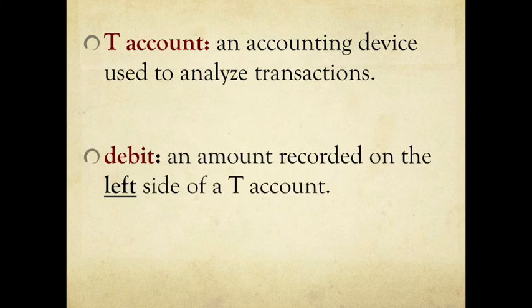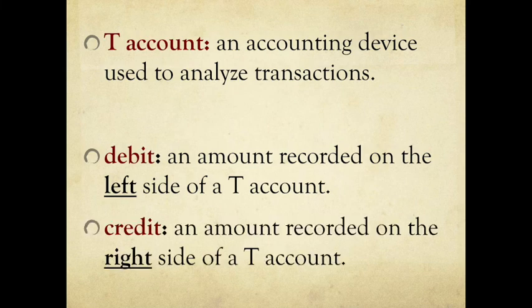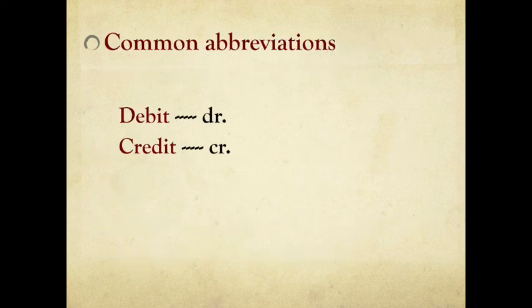A debit then is an amount recorded on the left side of a T account. So if you record something on the left side of a T account, it's called a debit. A credit, on the other hand, is an amount recorded on the right side of a T account. So no longer will we say the left side or the right side of an account. We'll be saying debit for the left, credit for the right. Common abbreviations are DR for debit and CR for credit.